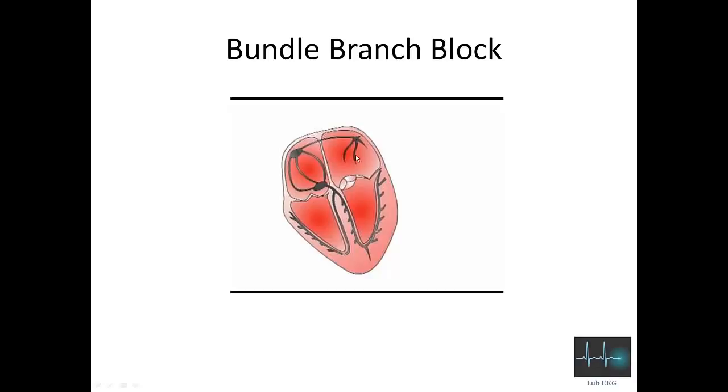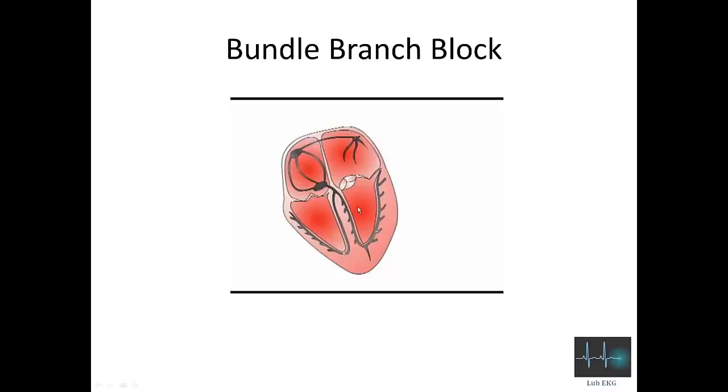Then we're approaching the end of this lecture. I will just say a few words about the bundle branch block. It's not the easiest word to say. The bundle branches are these nerve fibers here. These are the bundle branches, and their job is to conduct the signal and distribute it evenly around the heart, giving rise to a normal beat.